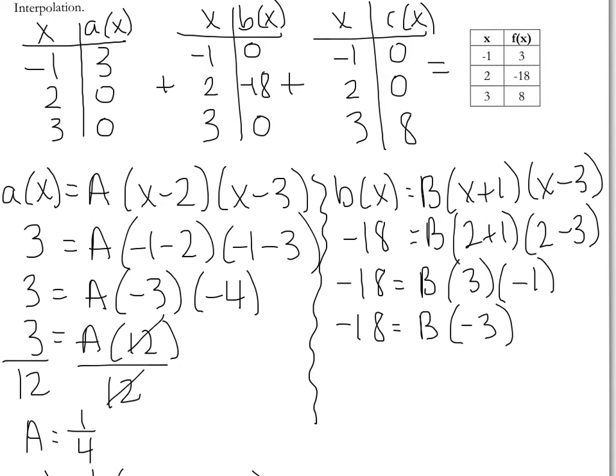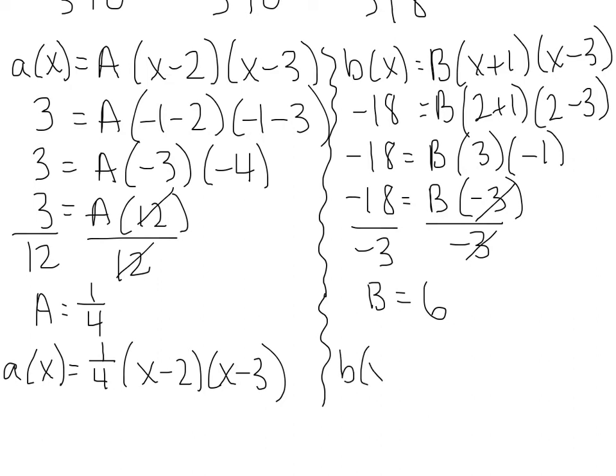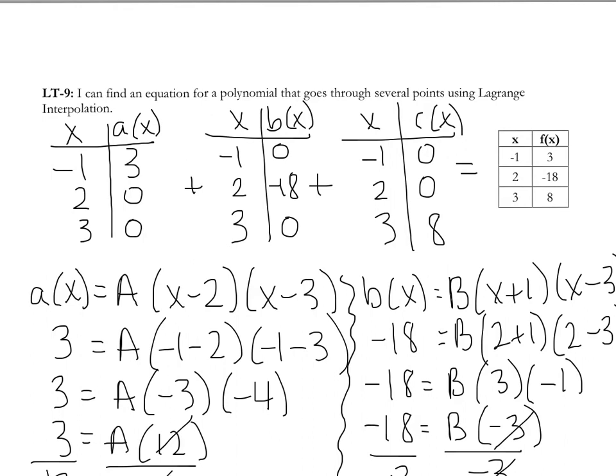Once again, to solve for our leading coefficient b, we're going to divide both sides by -3. And we end up getting b is equal to 6. So our final polynomial that fits our middle table is going to be 6 times x plus 1 times x minus 3. So at this point we now have a polynomial that fits our first table and our second table, but we still have this third table over here that we need to find a polynomial for.